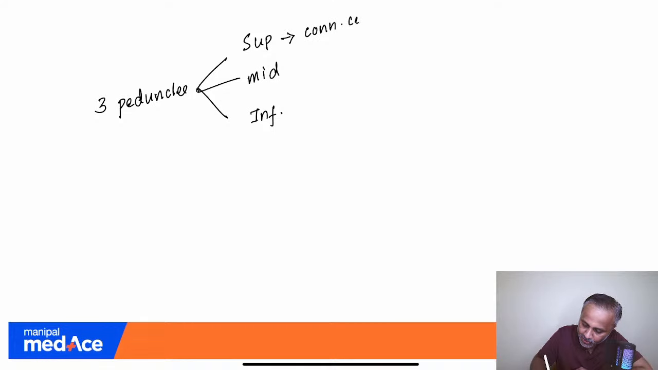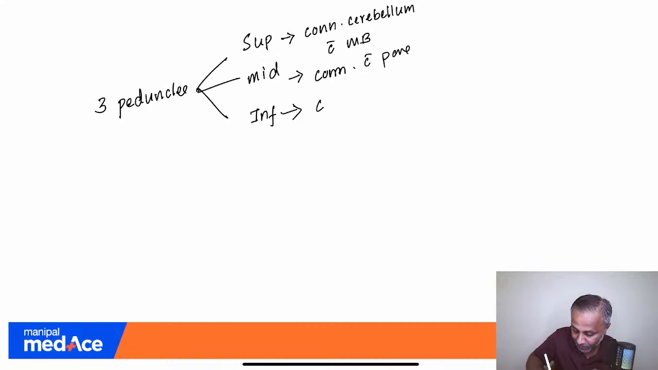This connects cerebellum with what? Connects the cerebellum with midbrain, right? Then middle cerebellar peduncle connects the cerebellum with pons. And then inferior cerebellar peduncle connects the cerebellum with medulla oblongata. Right. Now, these peduncles carry both afferent fibers and efferent fibers.